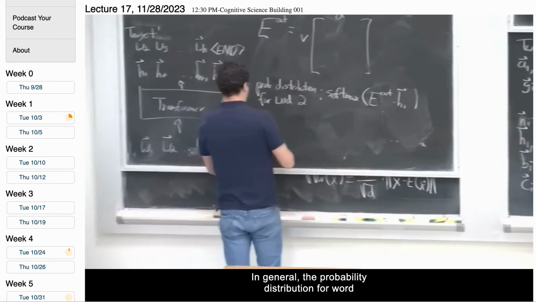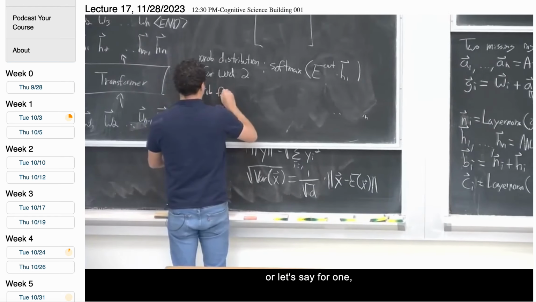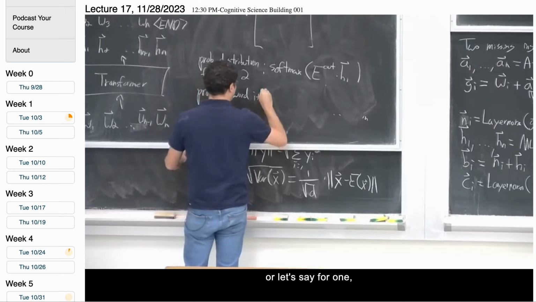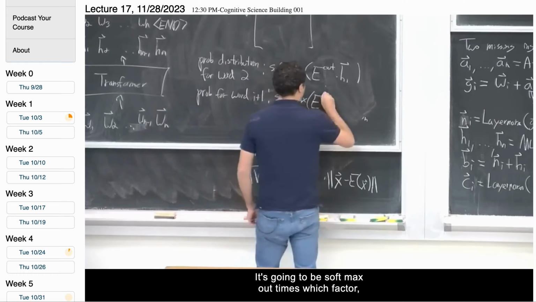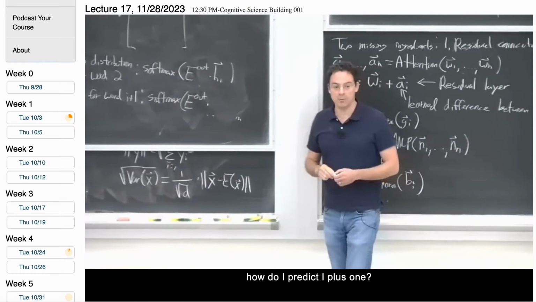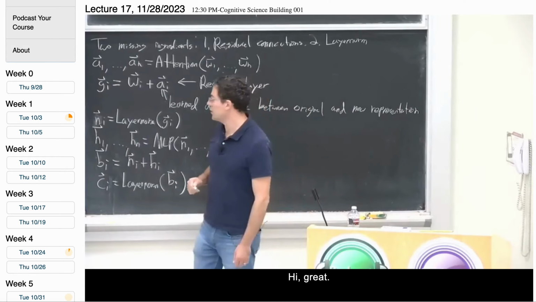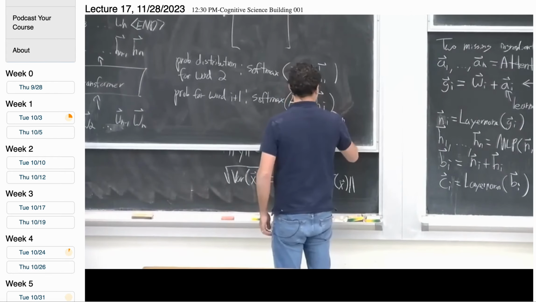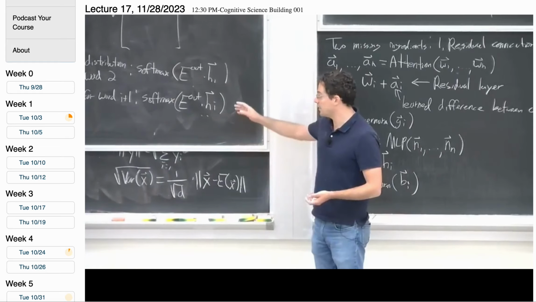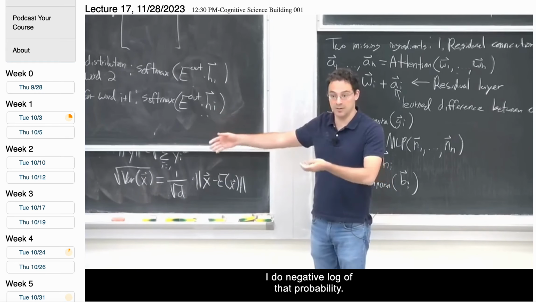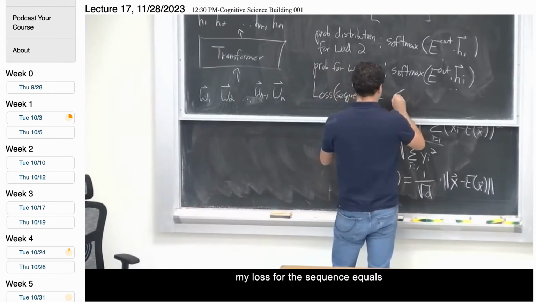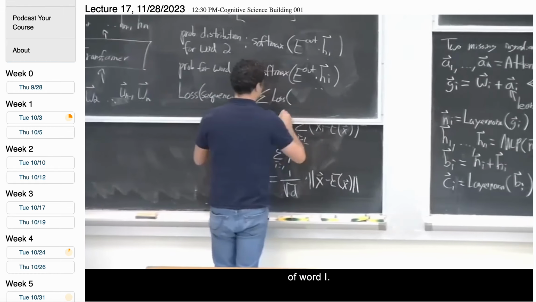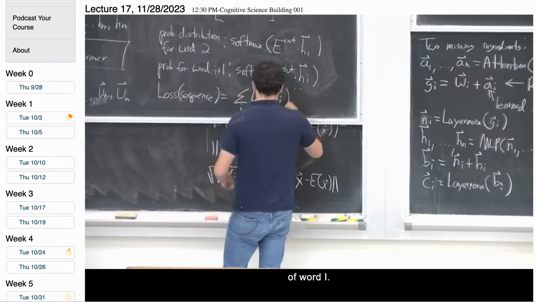In general, the probability distribution for word i plus 1 is going to be softmax of E_out times which vector? How do I predict i plus 1? h_i, great. So I get the probability of the correct word from this. I do negative log of that probability. I sum up all of those losses. So in my full loss function, my loss for the sequence equals the sum of the loss for word i.